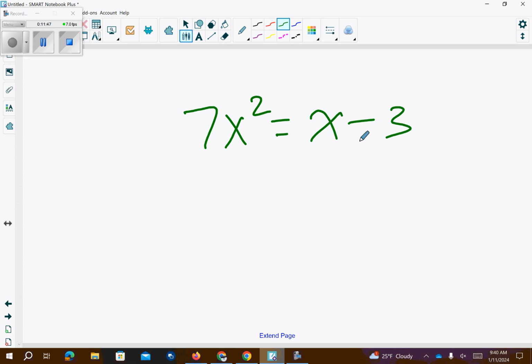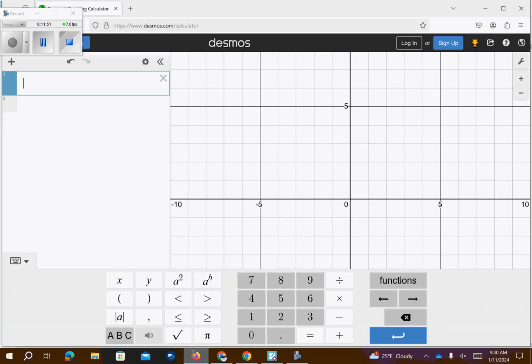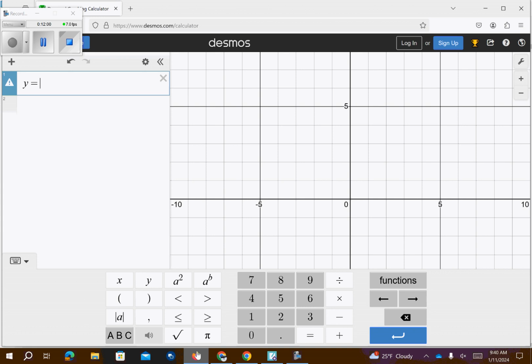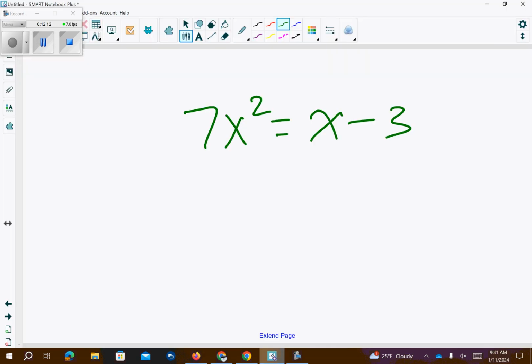Desmos. Okay, if I go to Desmos, so I have a left side, so I'm going to go y equals, what did I say it was? 7x squared. So it's a parabola. Yay! Then I'm going to go to the other side. I'm going to go y equals, I have to go back and look at it, x minus 3.